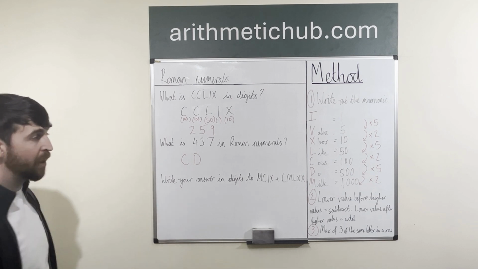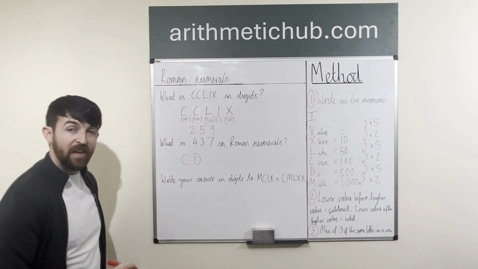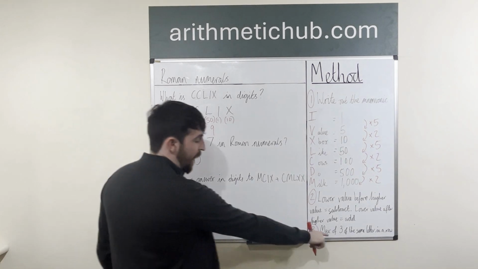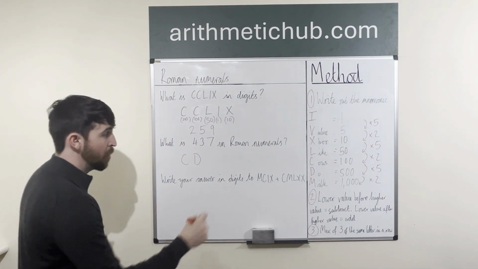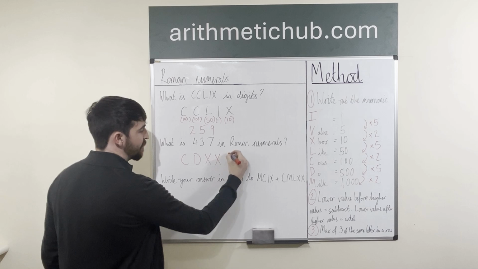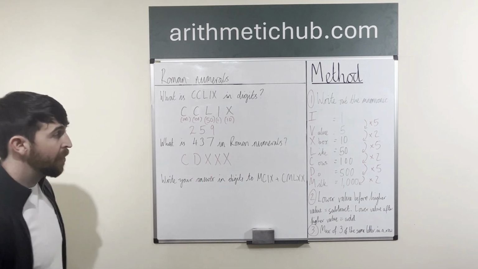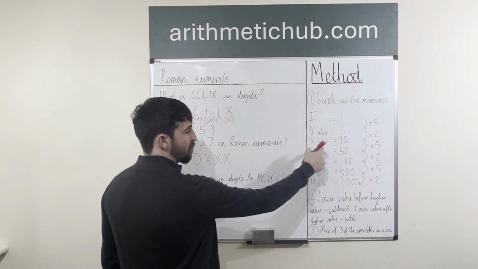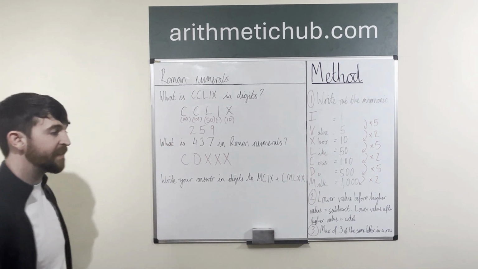There's my 400. 30 is 3 lots of 10, isn't it? Now, I can put 3 of the same letter in a row. So to make 30, all I would need to do is just do 10, 20, 30 like that. 3 X's, 10, 20, 30, because X is worth 10.